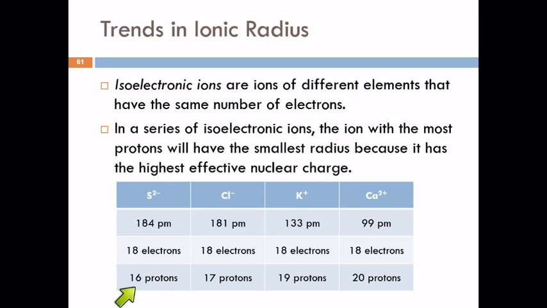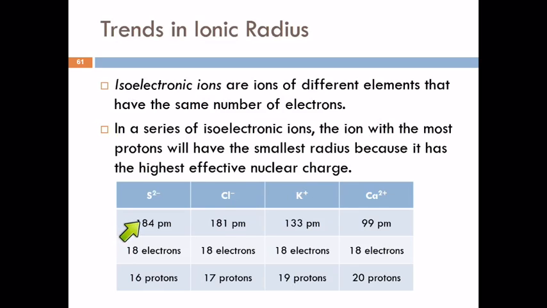So sulfur has a plus 16 protons. It's got 8 valence electrons, 10 core electrons. The effective nuclear charge is going to be 6. All of these have 8 valence and 10 core electrons. So this is going to have a plus 6 charge, effective nuclear charge. This is plus 7, plus 9, and plus 10 effective nuclear charge.